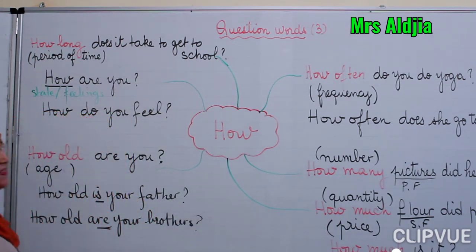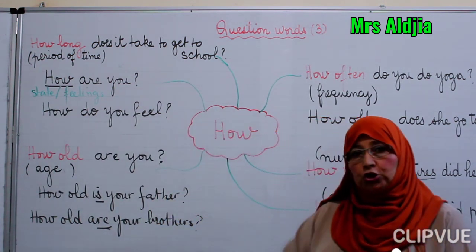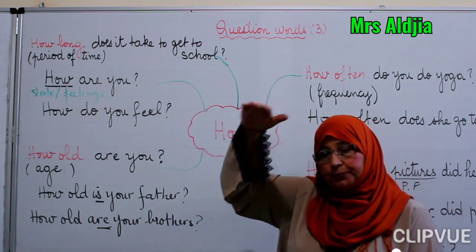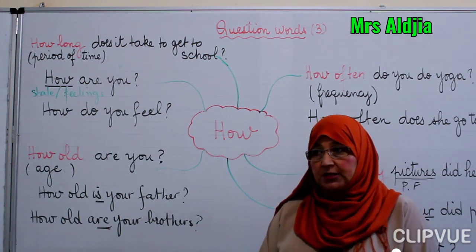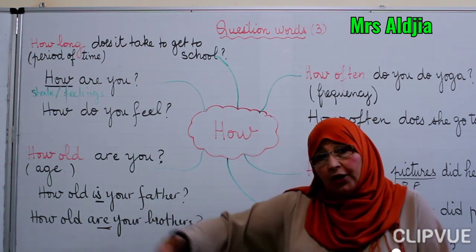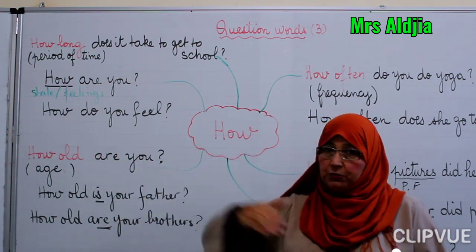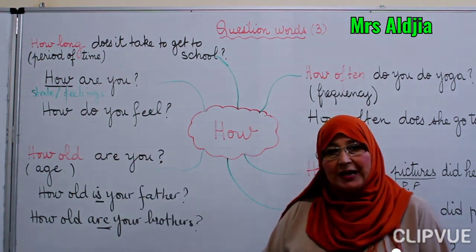And there are a lot more. For example, say, how tall are you? How deep is the ocean? You can say, for example, how far is the school from your house? There are a lot of adjectives that we can add to how.